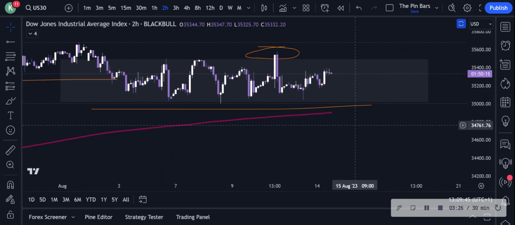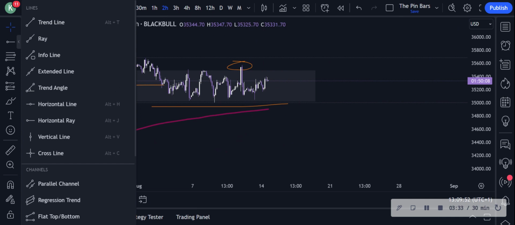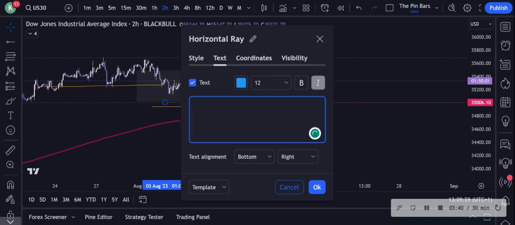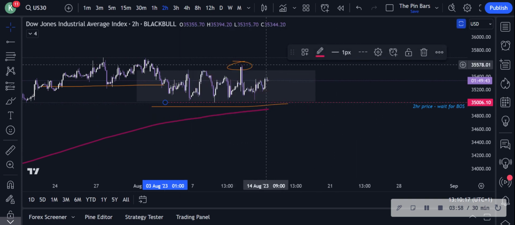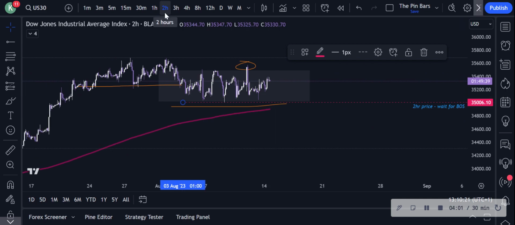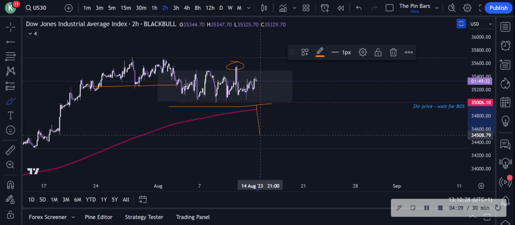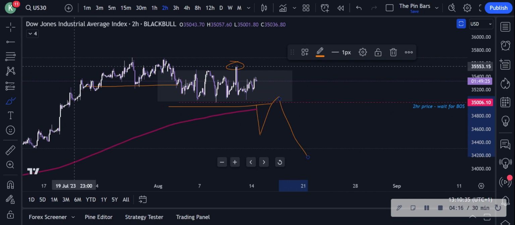For me, what I do think price would do is it would come down. So really what I'm looking for is, this is 2 hours. Okay, so really, I'm just going to wait to see whether price breaks structure here and closes below. And what I do want to see though is price, from here, break the structure, it comes down, okay, and then goes back up to test a fair value gap, and then we're going to get a push down. This is what I'm going to be hoping.